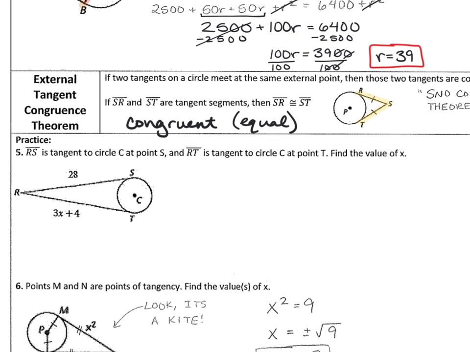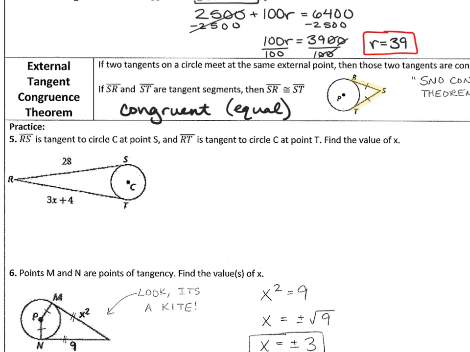In number 5, it says RS is tangent to circle C at point S, and RT is tangent to circle C at point T. So we are saying officially that RS is a tangent line and RT is a tangent line. If they're both tangent lines, then they are equal to each other. So we can put the little tick marks to show that they're equal.